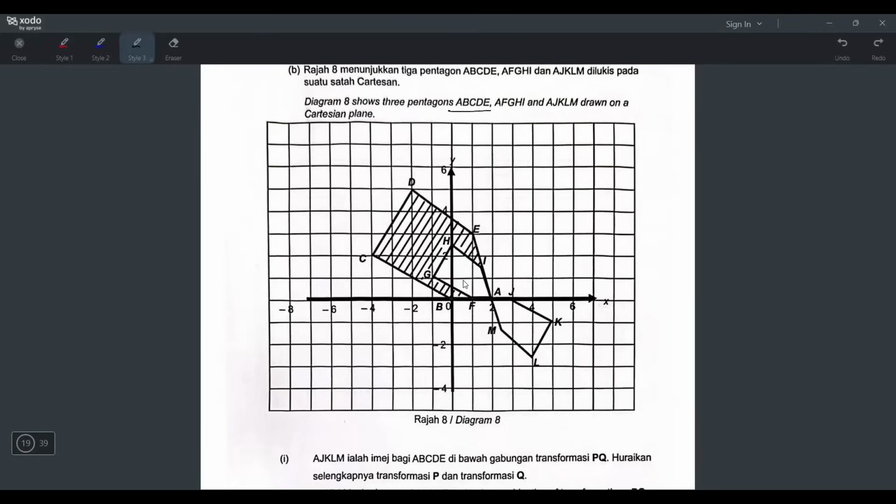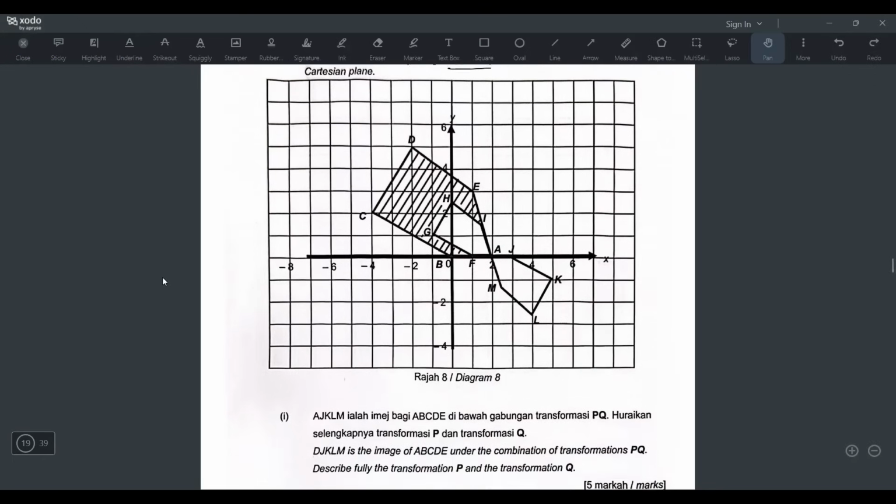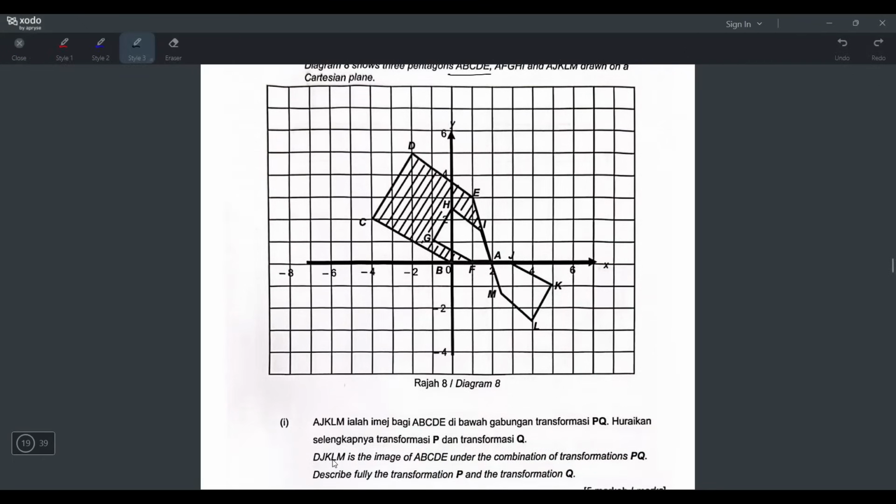Okay, but you have to read the next line carefully because they will tell you who's the image and who's the object. And if you don't label nicely, then it will affect your answer later, right? So we need to know who's the object and image. So we have to read this line very carefully. AJKLM is the image of ABCDE under combined transformation PQ. Okay, stop here. Separate image, separate object. It means there will be two arrows and AJKLM is the final image after the two transformations PQ.